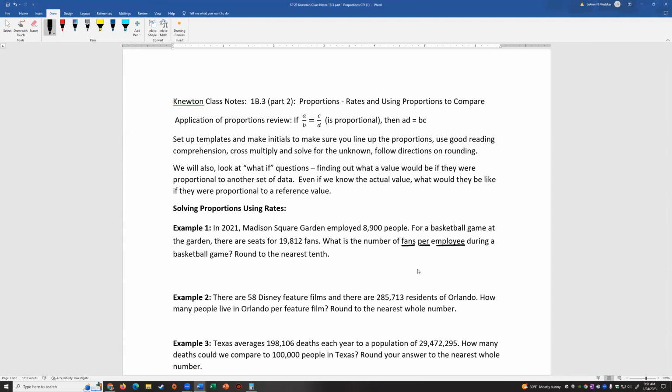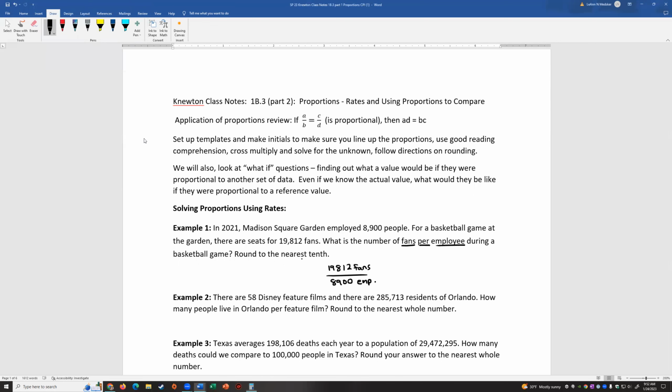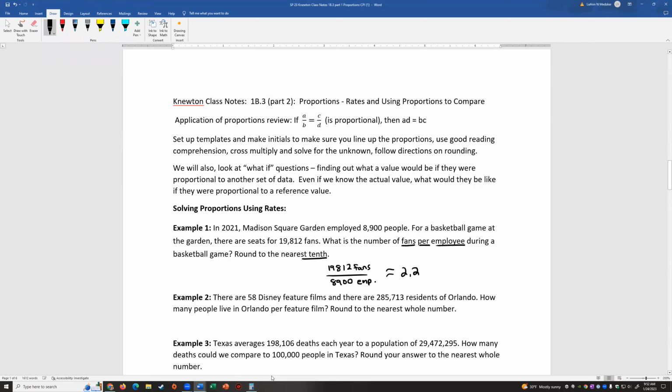So there are, and notice fans is first, so that's going to go on top, then per. 19,812 fans divided by the employees, which was 8,900 employees. So let's divide that. 19,812 divided by 8,900. That's going to be rounded to the nearest tenth. So it's about 2.2 fans per employee at that basketball game.